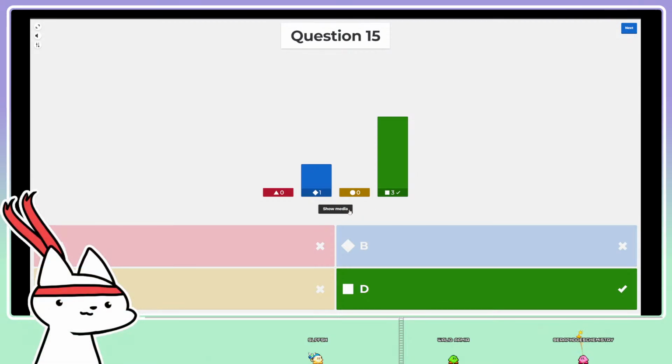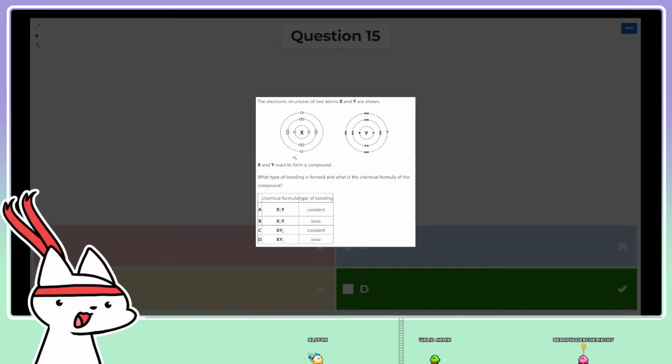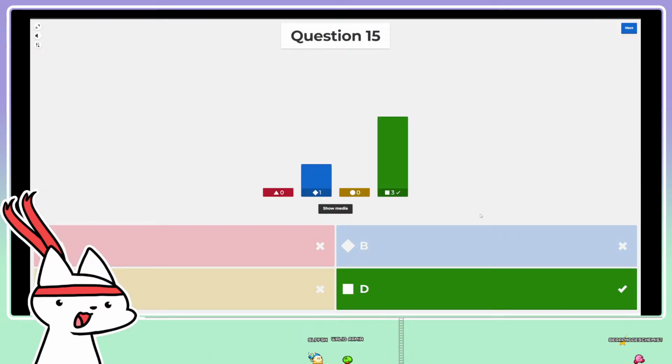Okay, so in this case, it is 2 and 1, 2, 3, 4, 5, 6. It should be ionic. If you do the crossing, you should get XY2. So the answer would be D. Moving forward.